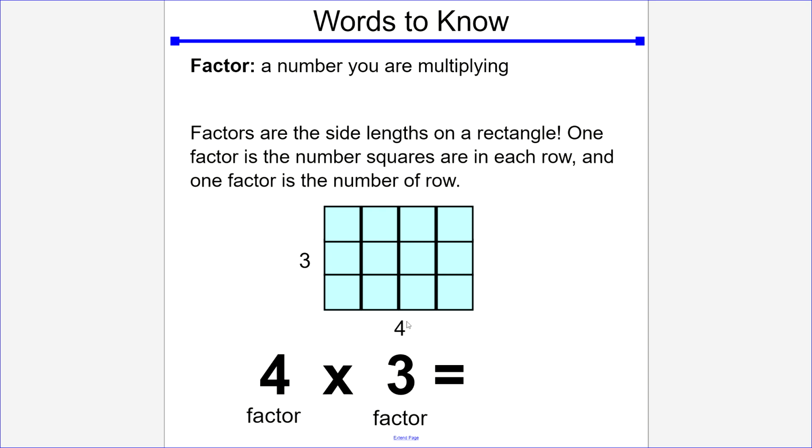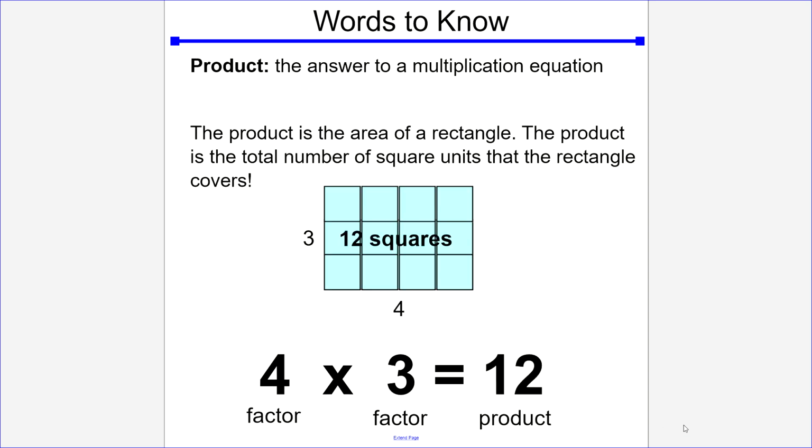Both of these numbers, the 4 and the 3, how many squares there are in each row and how many rows there are, become factors in our multiplication equation. 4 times 3. You'll also remember that product is what we call the answer to a multiplication equation. The product is the area.